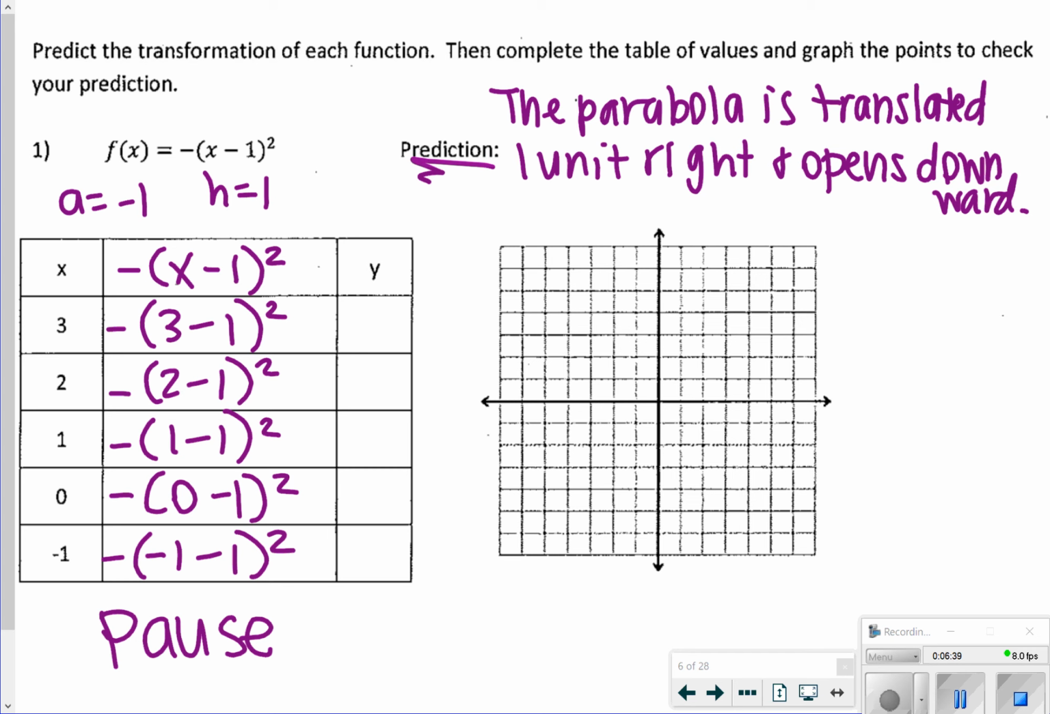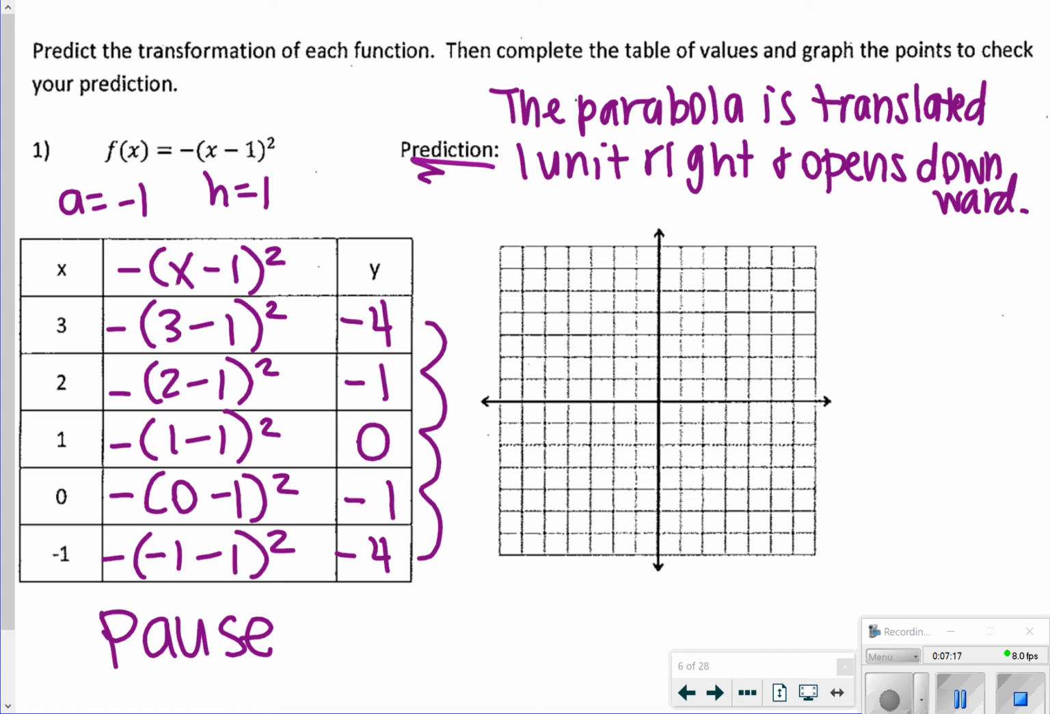Alright, so when we plug in 3, that's essentially -2 squared with the negative still being there, so we're going to get -4. For 2, we'll get -1. For 1, we get 0. When we plug in 0, we go back to -1, and when we plug in -1, we're back to -4. So notice we have a repetition over here. You do want to look for that every time you make a parabola of the parent function of vertex form.